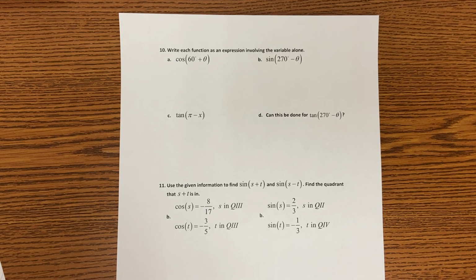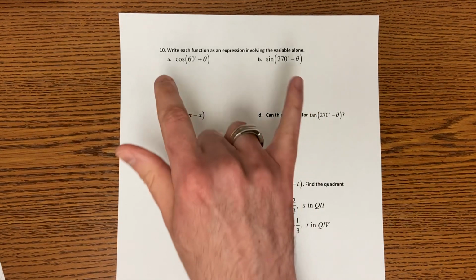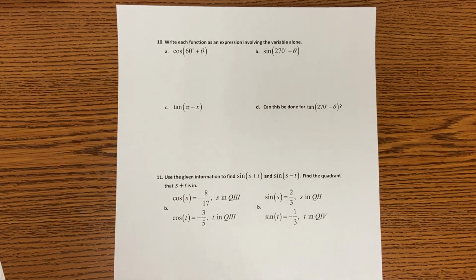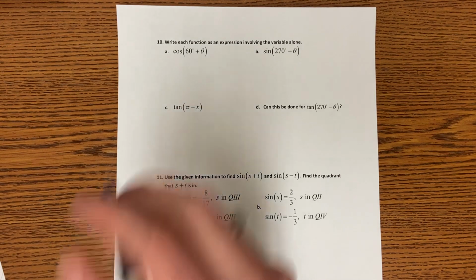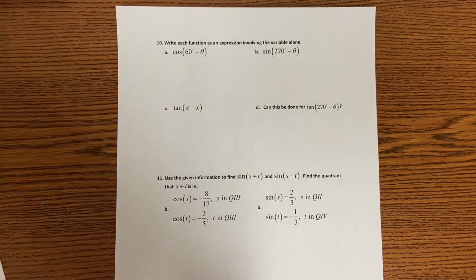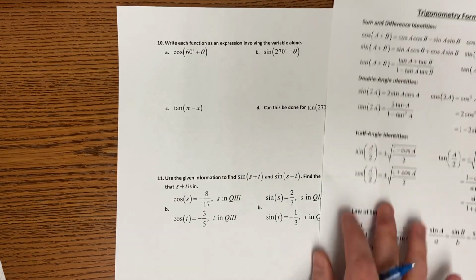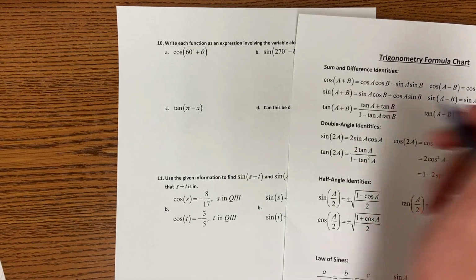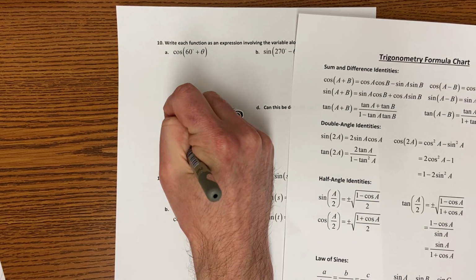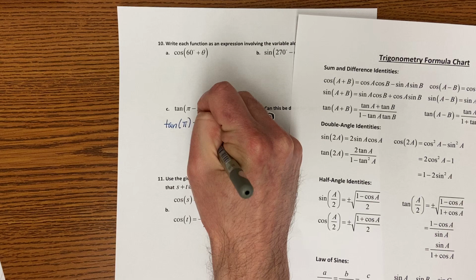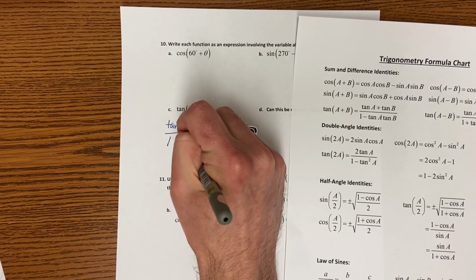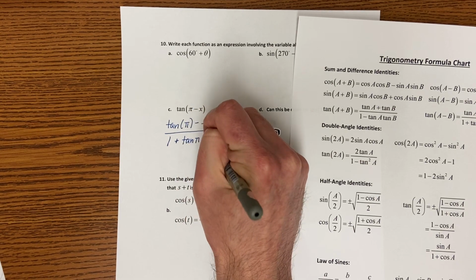I will leave A and B for you to practice, and I will do C and then talk about D before we probably pause this video and end in the last one. So the tangent of pi minus x. Now the tangent of A minus B is this formula here, tangent A minus tangent B over 1 plus tangent A tangent B. So it means our numerator is tangent pi minus tangent x over 1 plus tangent pi tangent x.